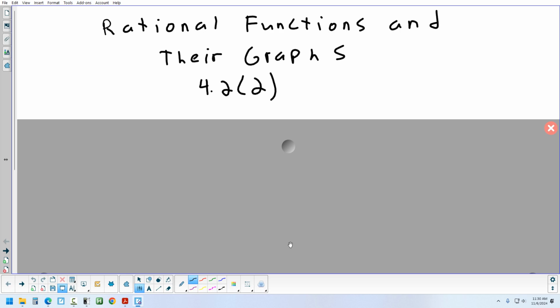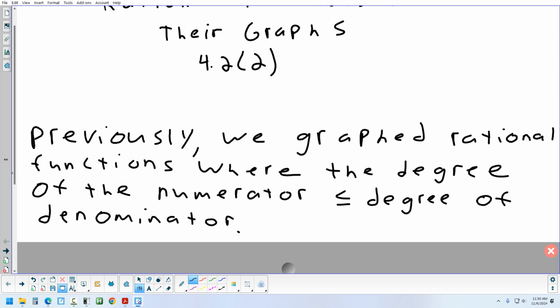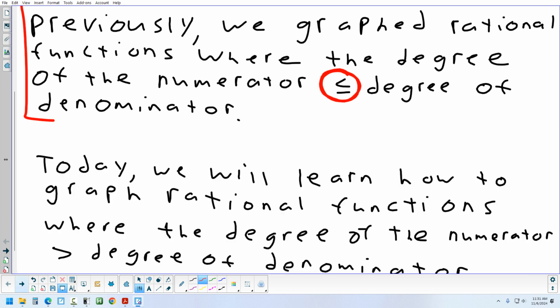right, so the last thing we're going to look at is the same section as yesterday, 4.2. But yesterday, these are the kind of problems that we looked at. Okay, so we wrote that down in the notes yesterday. The degree of the top was always less than or equal to the degree of the bottom. What do you think this is going to change to today? Greater than. It's going to be greater. Yep. So we're going to look at problems where the degree of the top is greater than the bottom.